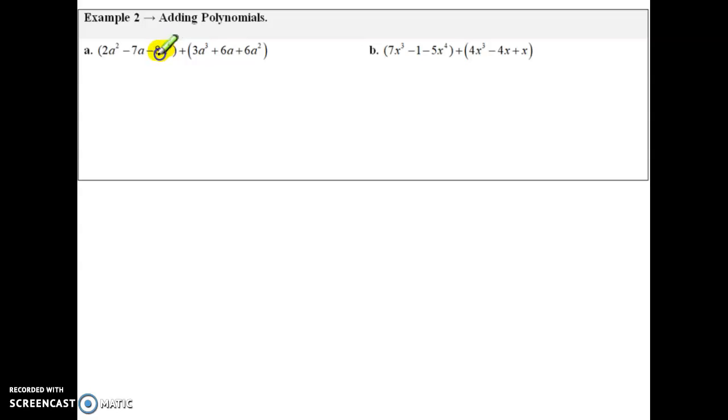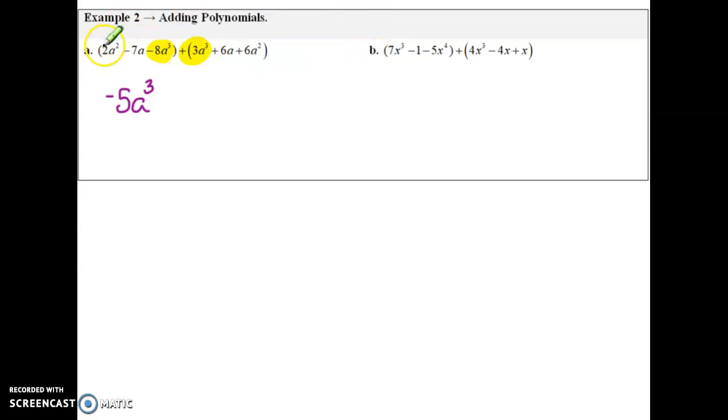So I'm going to start with my biggest exponent in this first one, and notice I have a negative 8a to the third and a positive 3a to the third. So negative 8 plus 3 is going to give me negative 5. I do not change my exponents when I'm adding and subtracting.